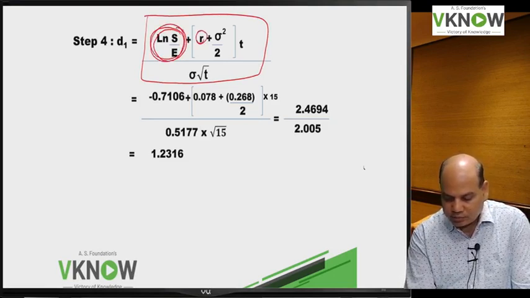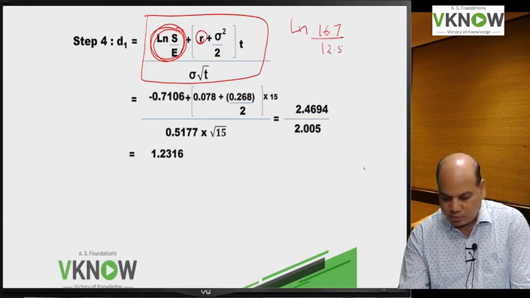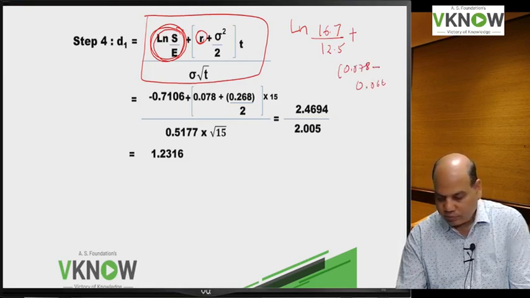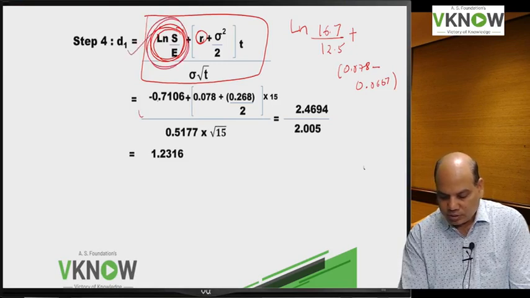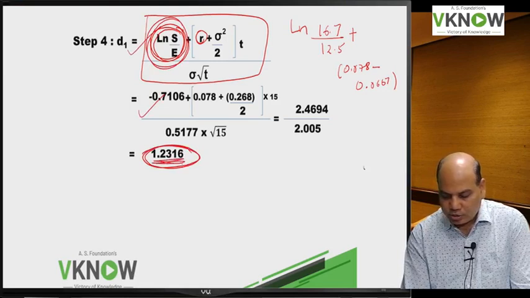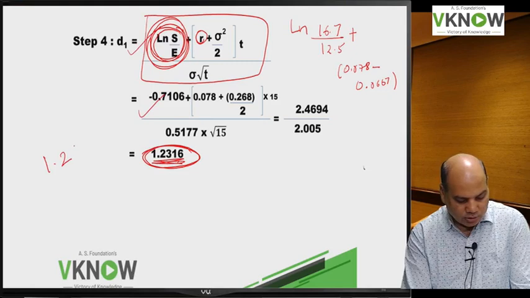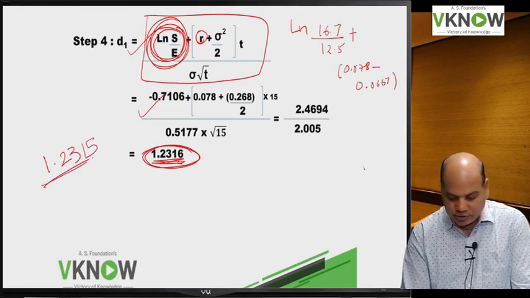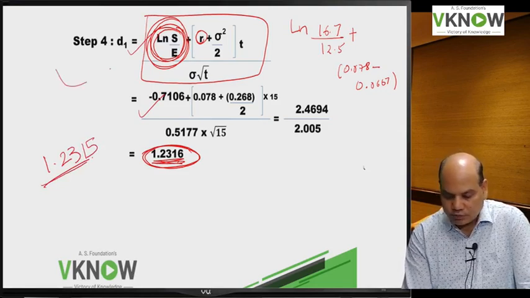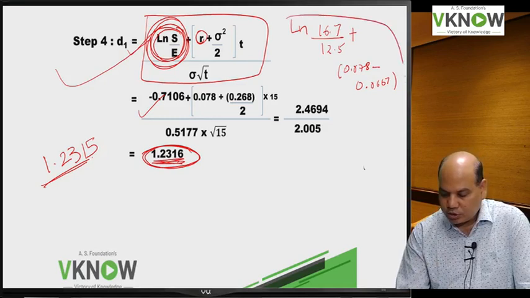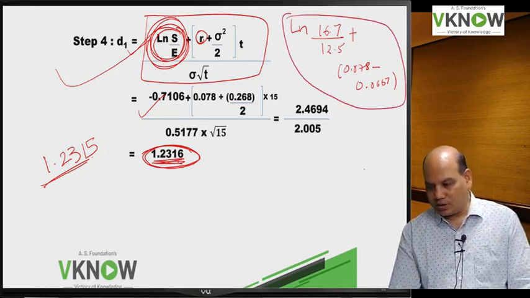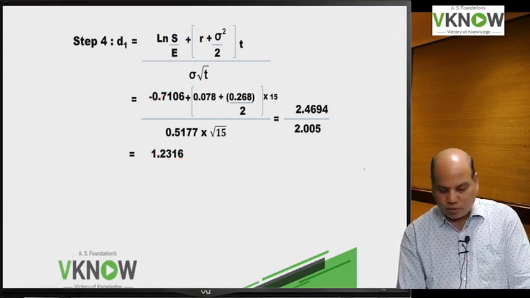The institute has adjusted R. In the institute answer, they have taken natural log of 16.7 divided by 12.5, but from the R value 0.078 they have reduced the dividend yield, whereas we have adjusted the share price. Finally, if you compare our answer 1.2316 with the institute answer 1.2315, this is the same. So the student can either follow this formula which we have used in the option chapter also, or follow the institute formula for D1. You will get the same answer. The choice is yours. I have given you both ways of getting the answer.